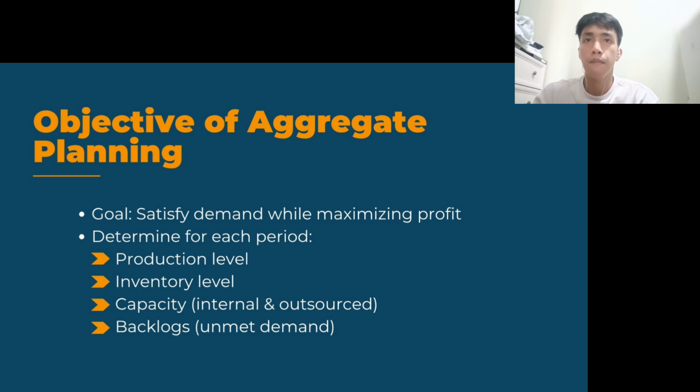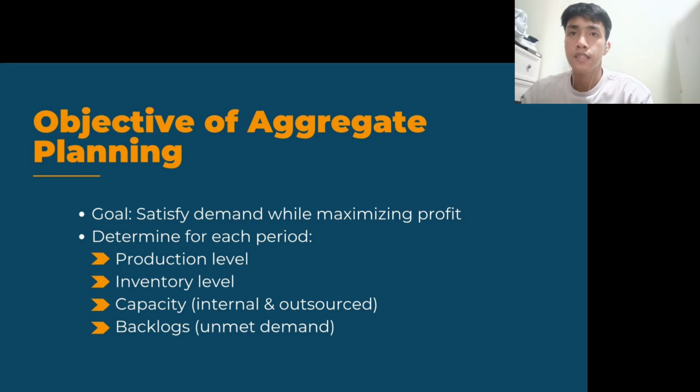So, ang main objective ng aggregate planning is to satisfy customer demand while maximizing the profit ng company. Ibig sabihin, hindi lang basta makapag-produce, kundi dapat ginagawa ito in a way na kumikita pa rin yung business. So, for each time period, kailangan nilang mag-decide kung gaano karami yung ipoproduce, gaano karaming inventory yung i-stock, gaano kalaki yung capacity, whether internal or outsourced, at kung may demand na hindi agad ma-meet na tinatawag na backlog.